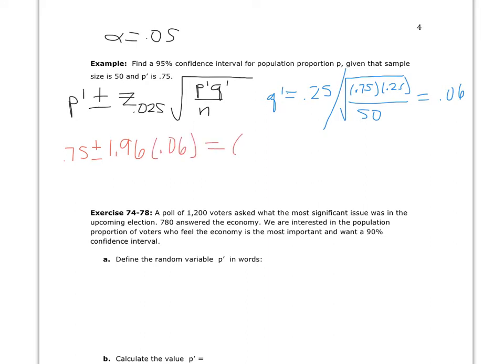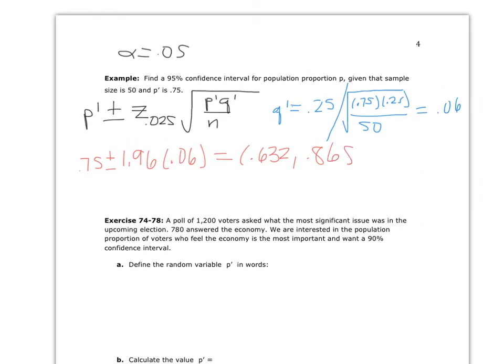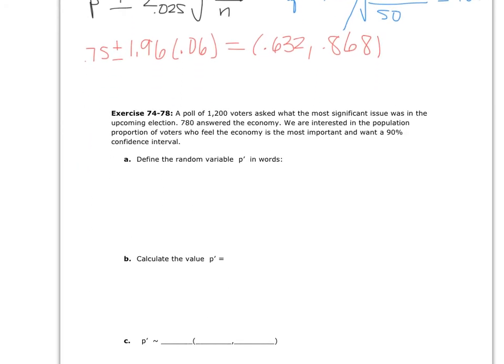So we get a lower bound of 0.632 and an upper bound of 0.868. Okay, so that gives us the mechanics of calculating the confidence interval. It's helpful to do the standard deviation piece first and then plug that into the confidence interval when you get there. So let's look at another example.